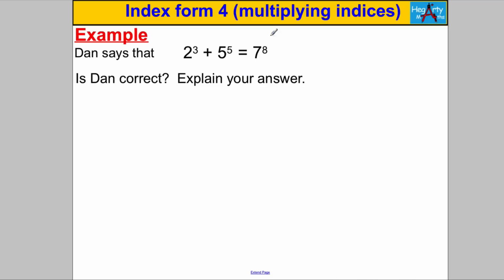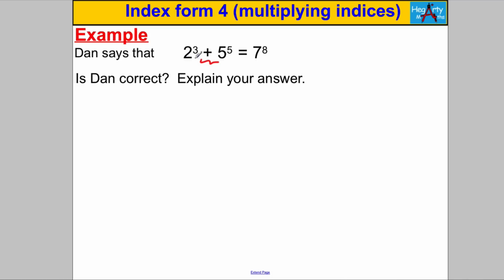Now Dan says 2 cubed add 5 to the power of 5 is 7 to the power of 8. Is he correct? Well, again, here we're adding, so we're not even multiplying, we're adding powers. Now he's trying to do some rule here where he adds the two base numbers and he adds the two powers. I said when the base numbers are different, keep the things totally separate and don't try and combine. So it's definitely not right.